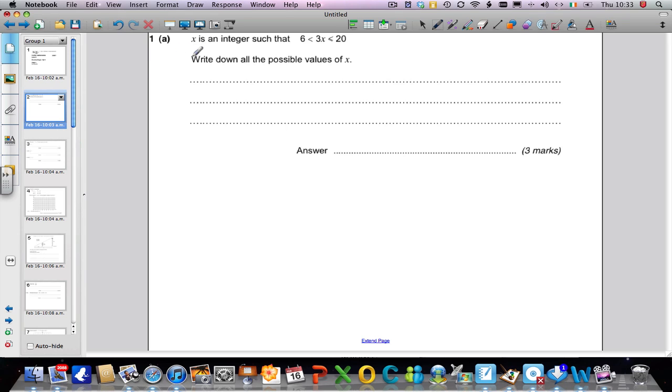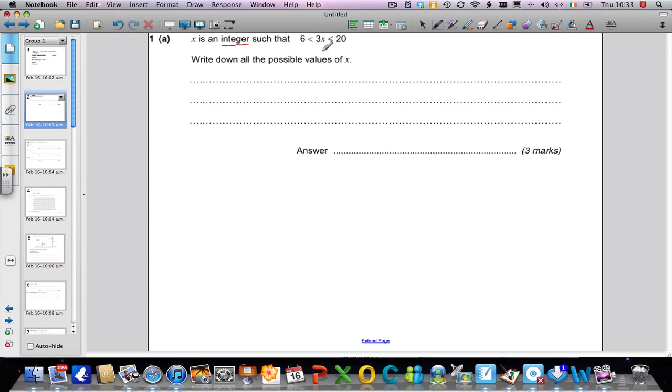Alright, question 1. We're told that x is an integer such that 6 is less than 3x, which is less than or equal to 20. And we're asked to write down all the different values of x. Now the important factor here is it's an integer, which means it must be a positive or negative whole number, and it must lie within this criteria. Now we're asked about x.